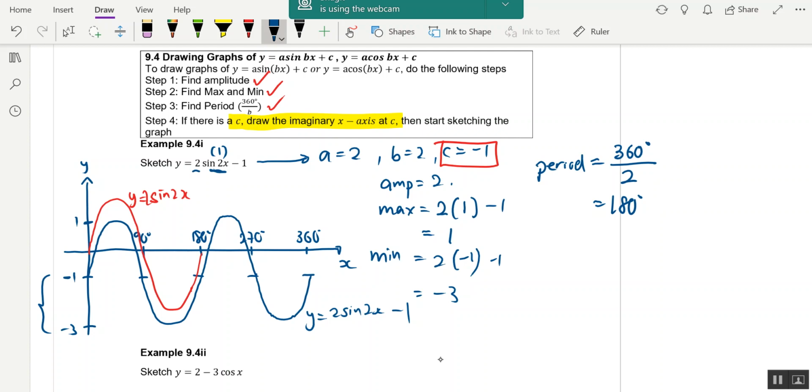Okay, so this is the significance of the C that is behind, whether it is positive or negative. Minus 1 means it moved down. Plus 1 means it moved up by 1 unit. But always at the imaginary dotted line at the C, so that when you draw this graph, you know where to cut your important points.